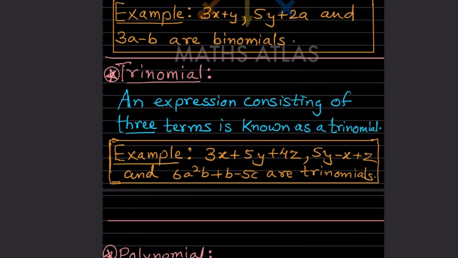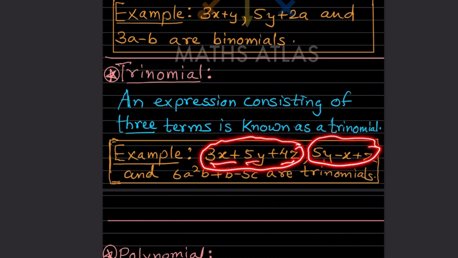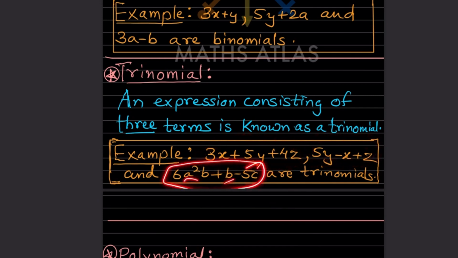Again trinomial. Tri means three. An expression consisting of three terms is known as a trinomial. Can you see this expression? 1, 2, 3, three terms. Same if you consider here, 1, 2, 3, and so on. So hope you have understood monomial, binomial, and trinomial.